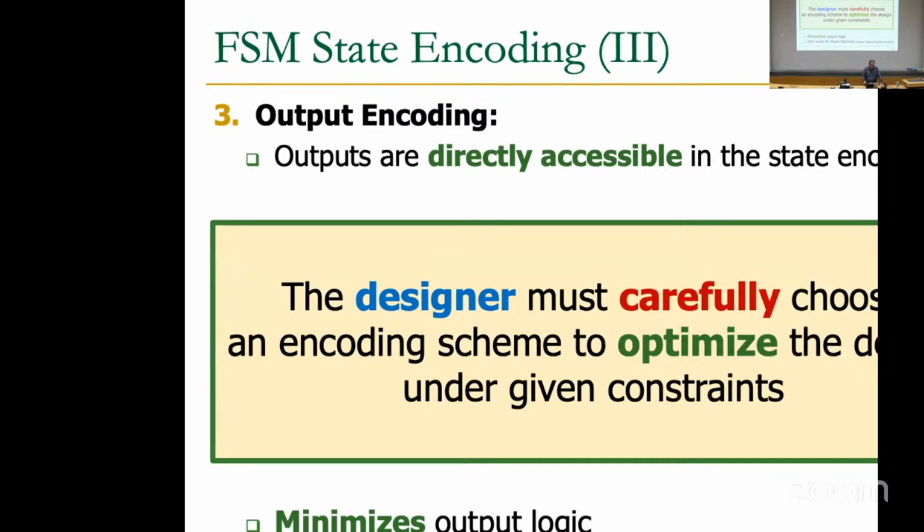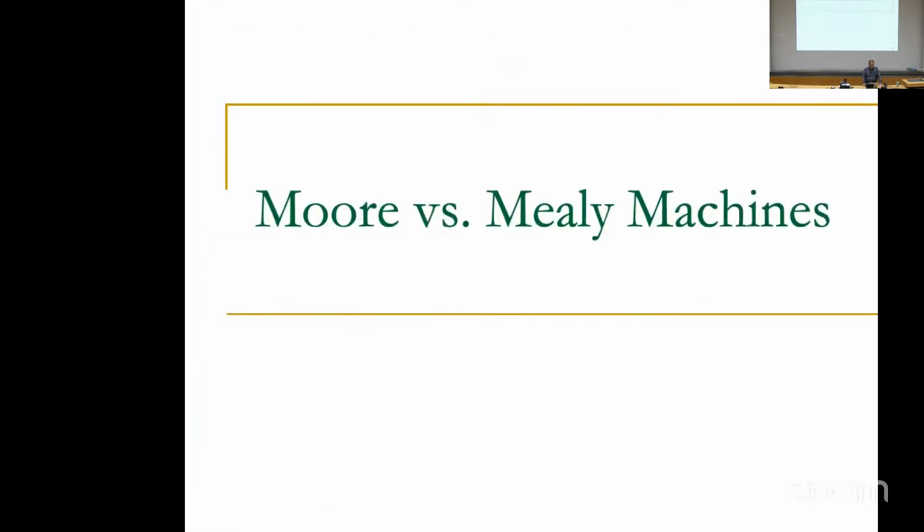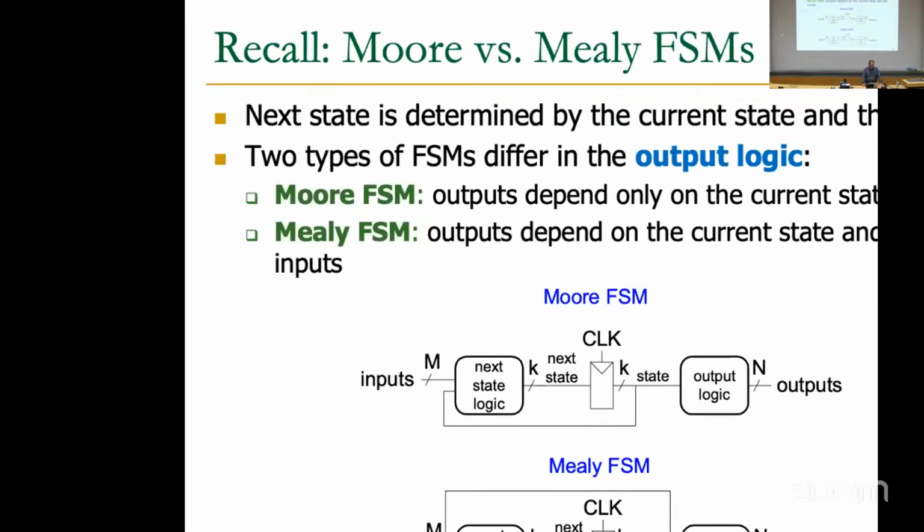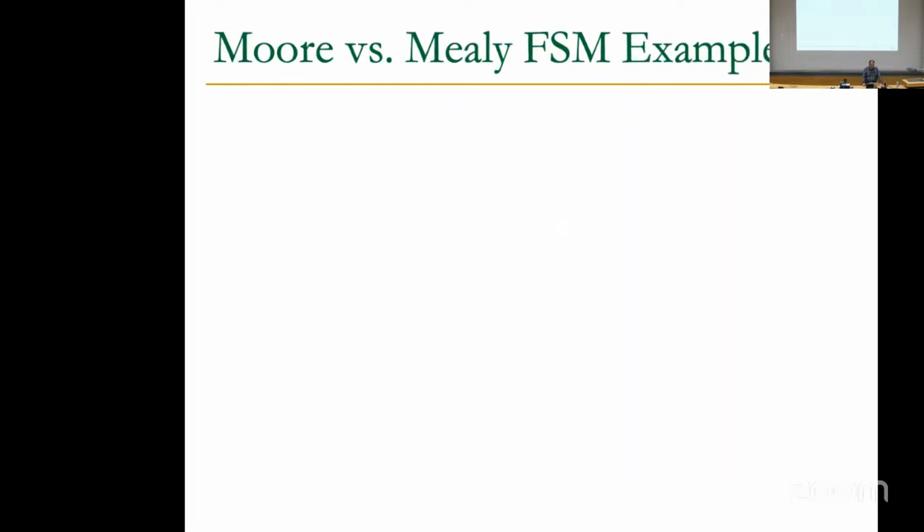Okay, so in the end, the designer must carefully choose an encoding scheme to optimize the design under given constraints. Those constraints can be the number of flip-flops, your output circuit, overall area, performance, power, and many other constraints that you can imagine. Let's also look into the trade-off between Moore and Mealy machines. We already covered what Moore and Mealy are.